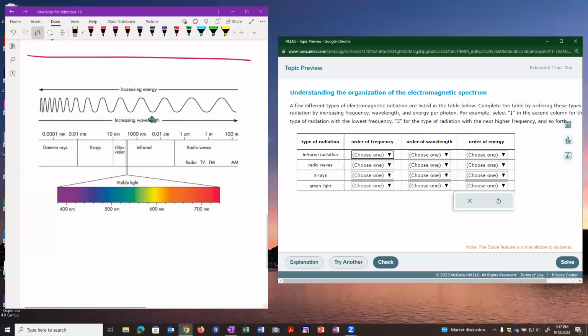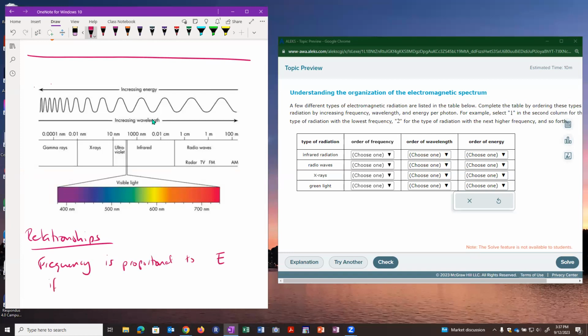So the first thing we need to take a look at is the frequency initially. Right off the bat, we'll give you a couple of relationships that you need to be aware of that you'll find helpful as you go through these. Okay, so the frequency is proportional to the energy. What I mean by that is, remember frequency has a symbol that looks like that, that's pronounced nu. If the frequency goes up, that means the energy is going to go up as well. And similarly, if the frequency goes down, the energy is going to go down.